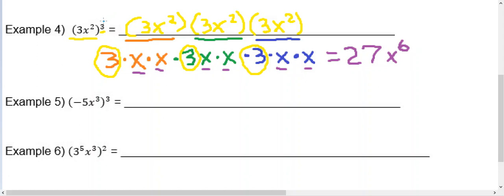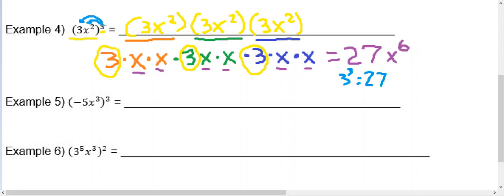Now you're probably thinking to yourself, there's got to be an easier way than spreading all this out and expanding it out each time. And there is. What's happening here is this exponent 3 is being distributed to both of these things on the inside. So we have 3 to the 3rd power. 3 to the 3rd power equals 27, which is what we got for our answer up here.